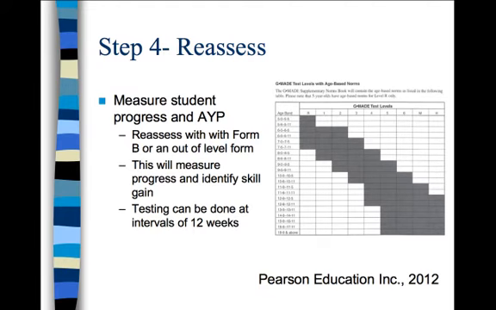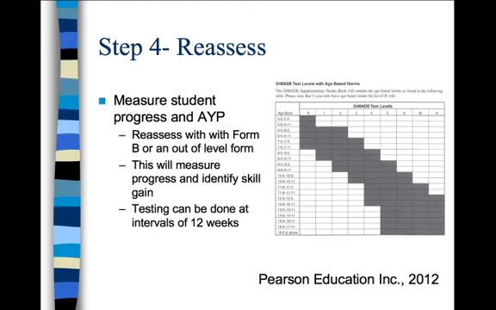Step 4, reassess. It is encouraged that you reassess students to measure progress, as well as AYP, which is Adequate Yearly Progress, a statewide accountability system mandated by the No Child Left Behind Act of 2001 in the United States, which requires each state to ensure all schools and districts make adequate yearly progress.